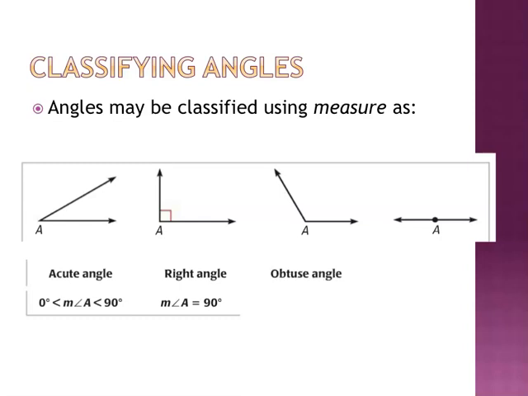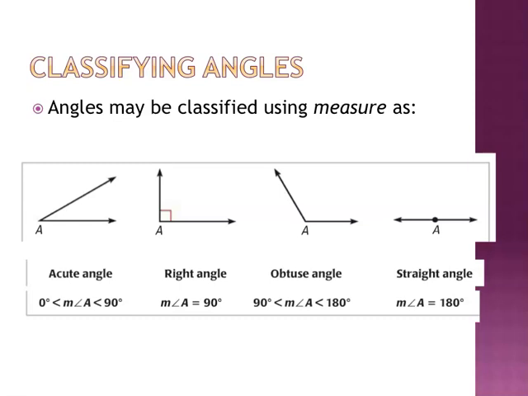Next we have an obtuse angle. This is an angle that measures between 90 and 180 degrees. And then the last one is what we call a straight angle. This is when the measure of the angle is equal to 180 degrees exactly.